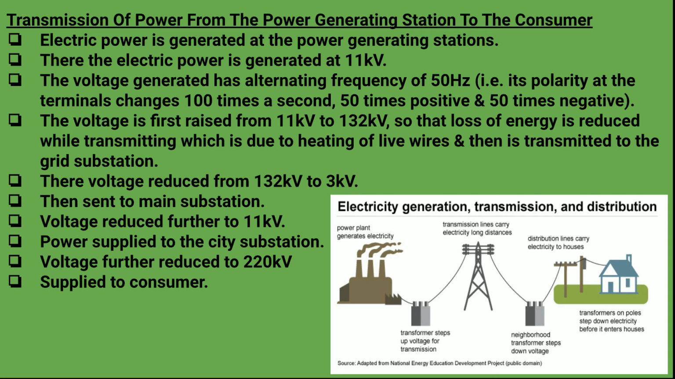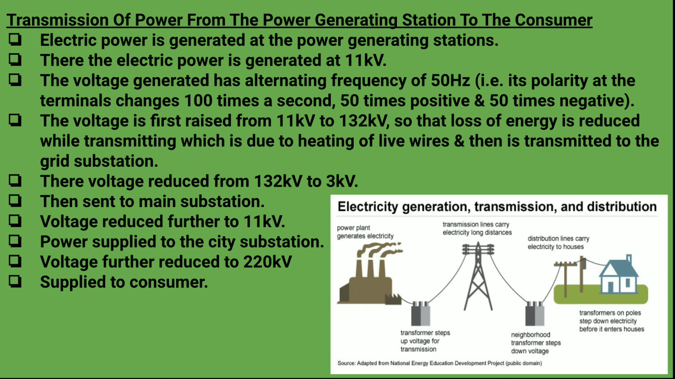Next, transmission of power from the power generating station to the consumer. The electric power is generated at the power generating stations at around 11 kV, kilovolt. The voltage which is generated has an alternating frequency of 50 hertz, and its polarity at the terminal changes 100 times a second. As it is alternating current, it changes its polarity at the terminals around 100 times per second. 50 times it will be positive and 50 times it will be negative.